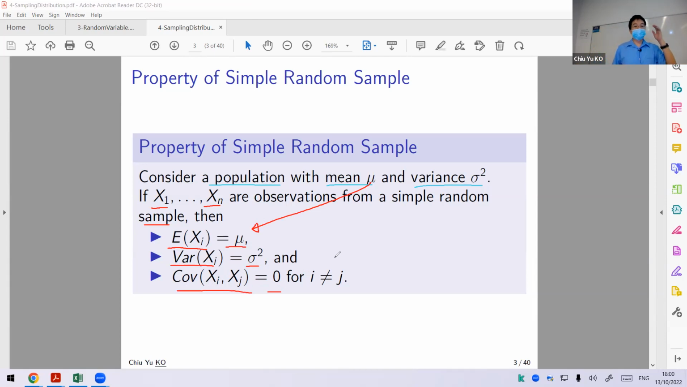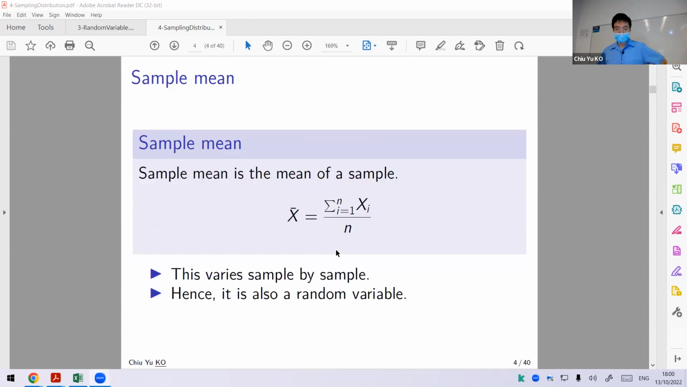Okay, do note that x1 to xn are random variables. These observations are random. Before you draw, you can talk about expectation and variance. After you have drawn, then they're not random variables, they're data. There's a difference there. When we talk about x1 to xn, they are actually random variables. So that's why we can talk about expectation.